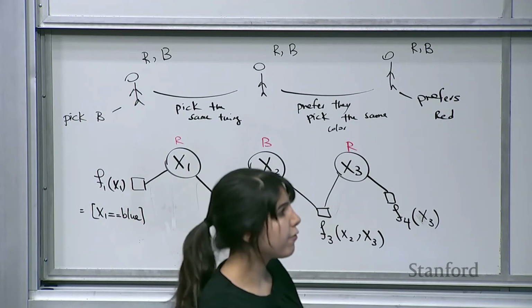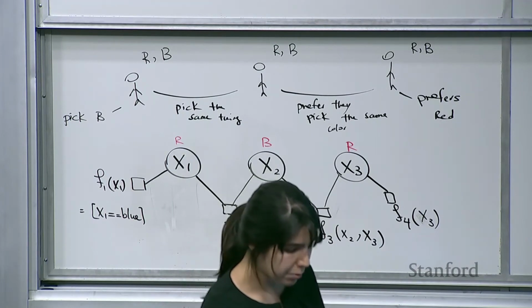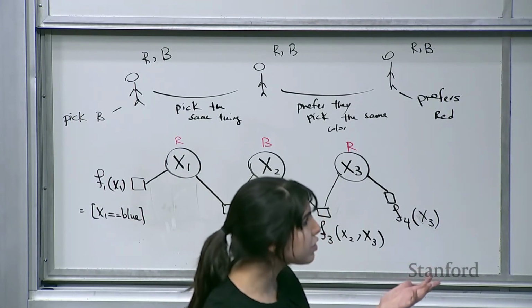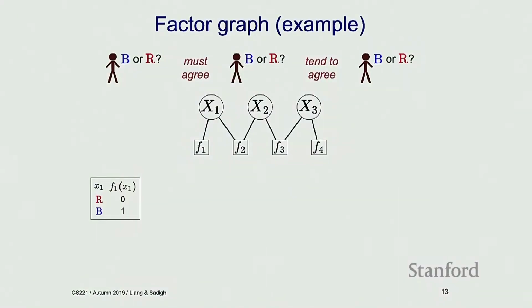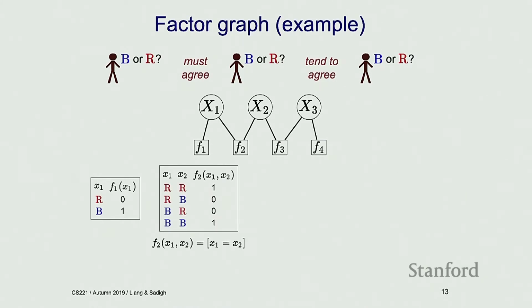So that's a factor graph. I can actually look at the values of the factors. Maybe for f1 of x1, what I want is for that to be equal to 1 if x1 picks blue, and equal to 0 if x1 picks red. For the two that have to agree, I can define it as an indicator function, where if they're not equal to each other, I'm going to get 0. I'm going to be very unhappy. If they are equal to each other, I'm going to get 1, so I would be happy.